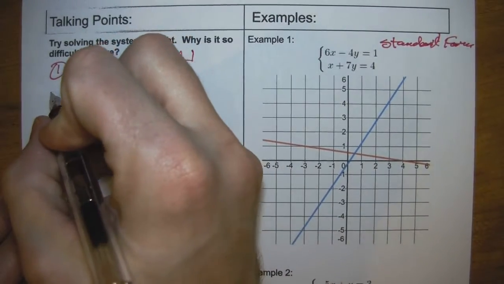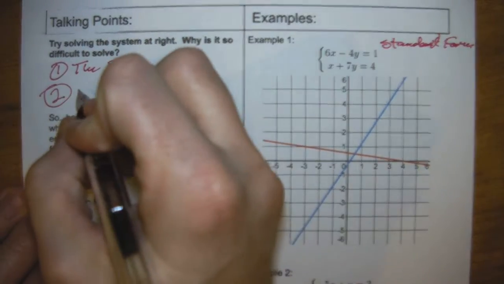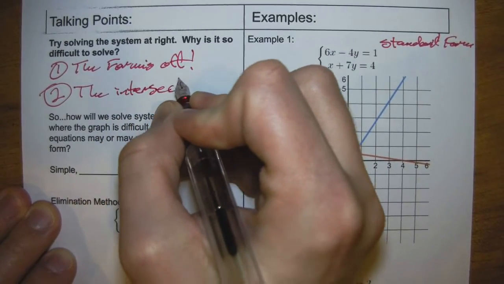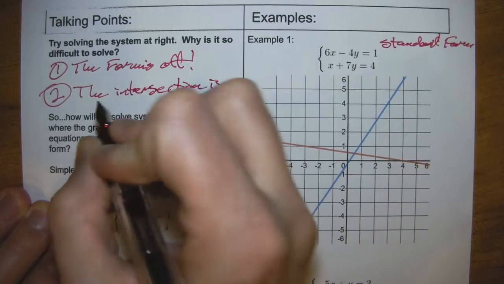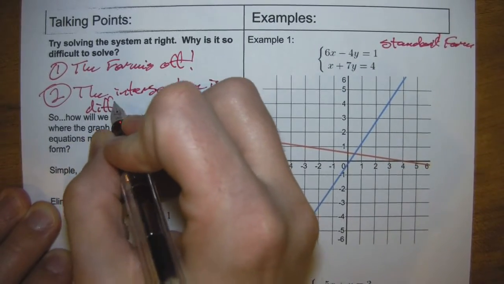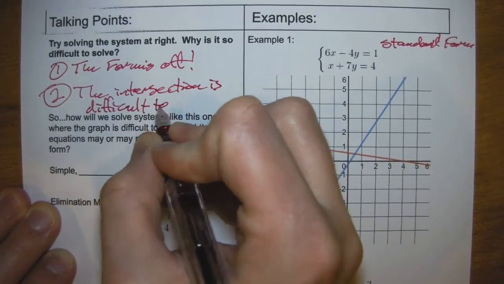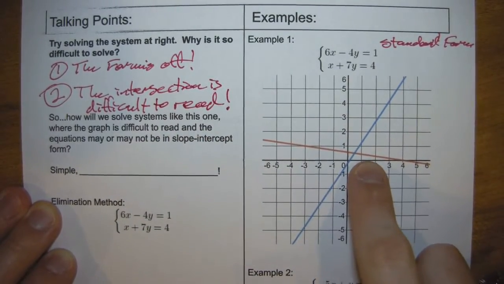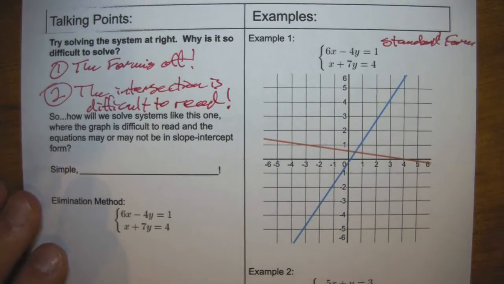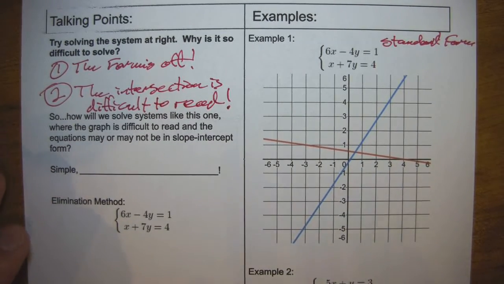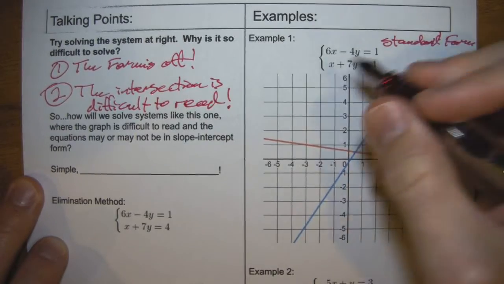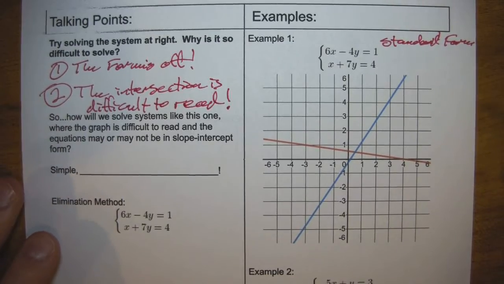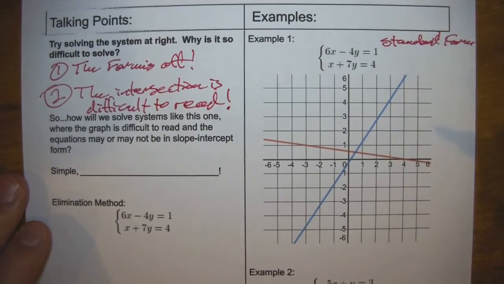And second, and perhaps more important, the intersection is difficult to read. I mean, look at that. Is that half? Is that a third? Gee, I don't know. So this is the breakdown for graphing, folks. It works if, for example, our lines came at a nice, neat intersection. Problem is, not all lines do. As a matter of fact, a lot of lines don't. So graphing will only take us so far.